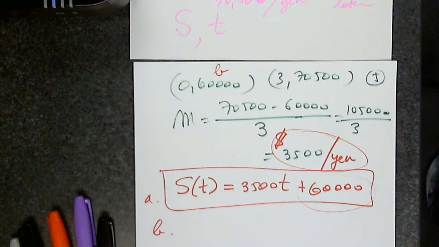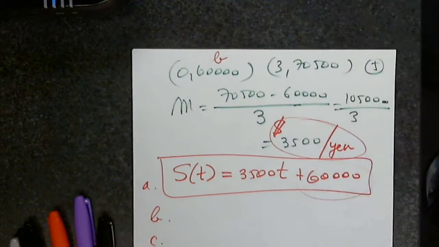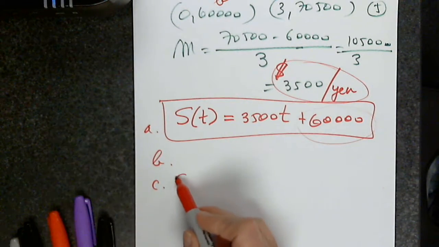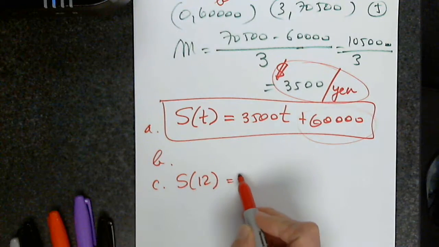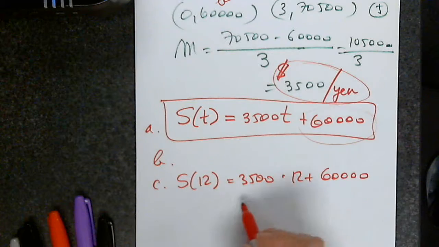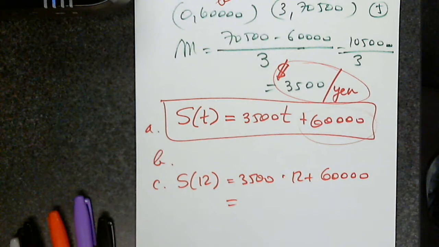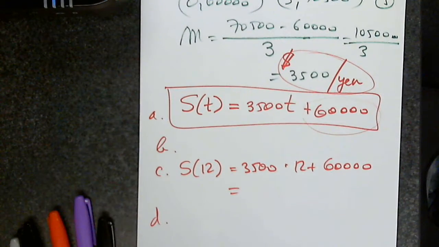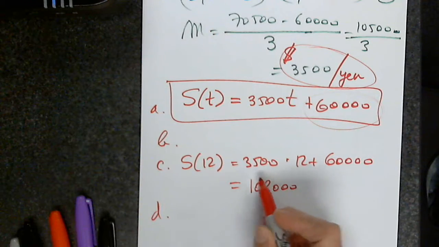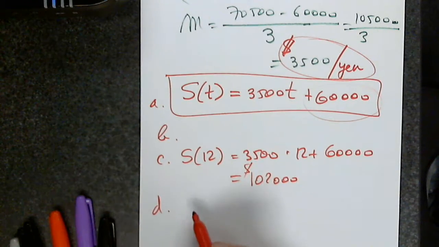Part C. What will her salary be after 12 years with the firm? What will her salary be after 12 years with the firm? S of 12. 3,500 times 12 plus 60,000. So if you want to calculate that for me, I'll put it in. I want to add part D here. 102,000. Very good.